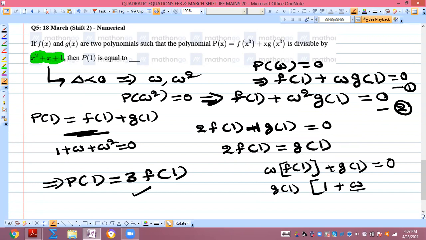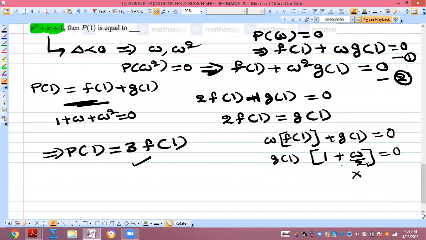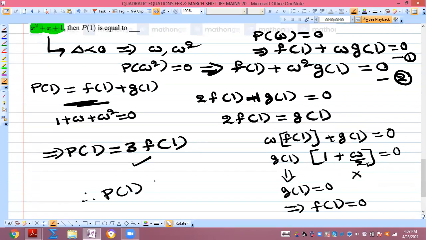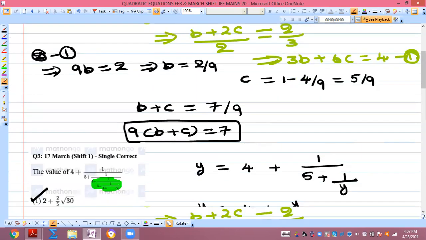That is 1 plus omega by 2 is 0. This is not possible, since omega is a cube root of unity. So the only possibility is g of 1 is 0. If g of 1 is 0, f of 1 is also 0. That implies our required answer is 0. P of 1 is 0. See, this question is linked with cube roots of unity, complex numbers. This way we can do. These are the questions asked in March shift.